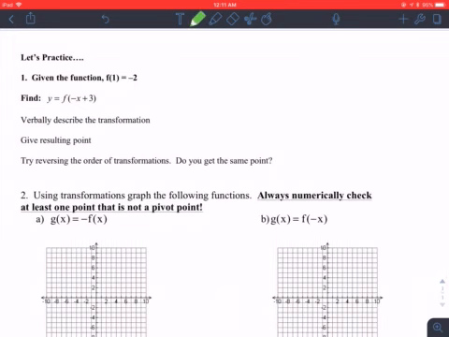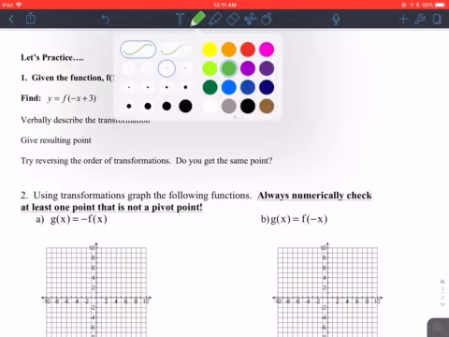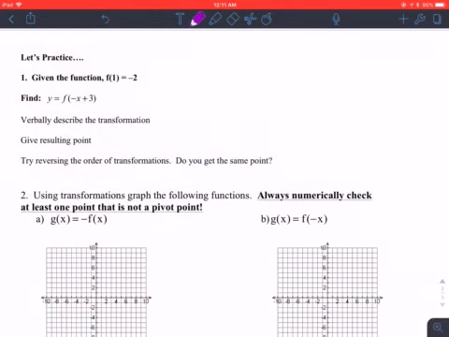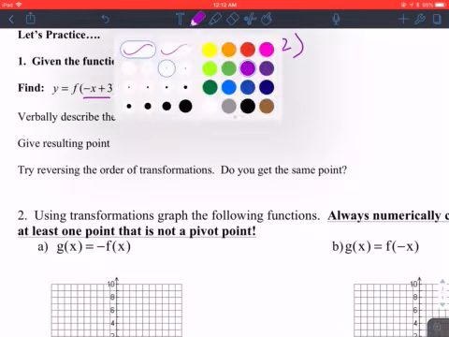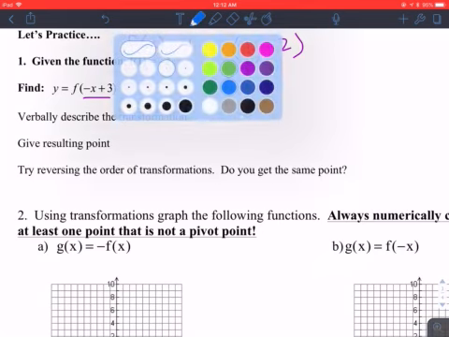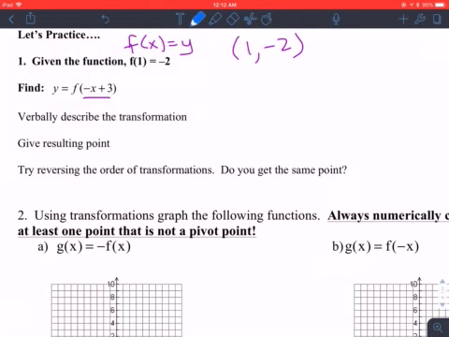So if we look at some practice, if we're given the function f of 1 equals negative 2, again remember that's just the same thing as f of x equals y. So this is the point. X is 1, y is negative 2. We're trying to find f of negative x plus 3. So there's a couple things happening here. First of all, we have a negative inside the parentheses, but we also have the plus 3.